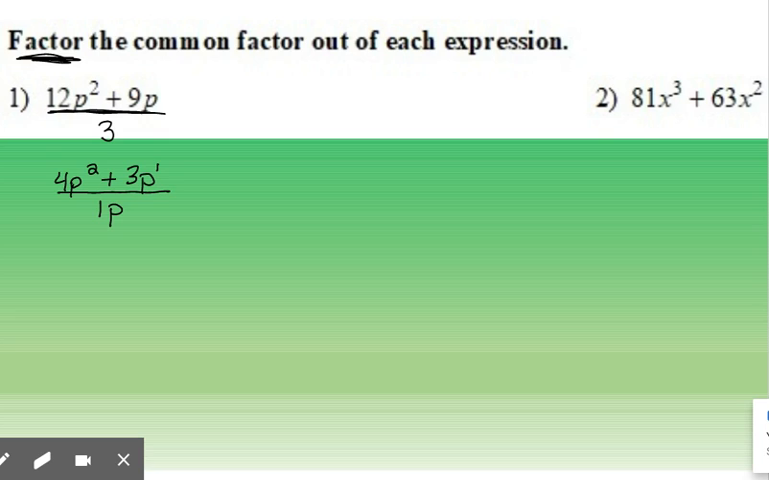And I'm going to divide out that p now. So 4p squared divided by 1p, that's going to be 4p. 3p divided by 1p is going to be 3. The p no longer exists. So this is what I have left. After doing all my division, 4p plus 3 goes in my parentheses. And then my other two numbers, the 3 and the 1p, I'm going to multiply those. So 3 times 1p is 3p.